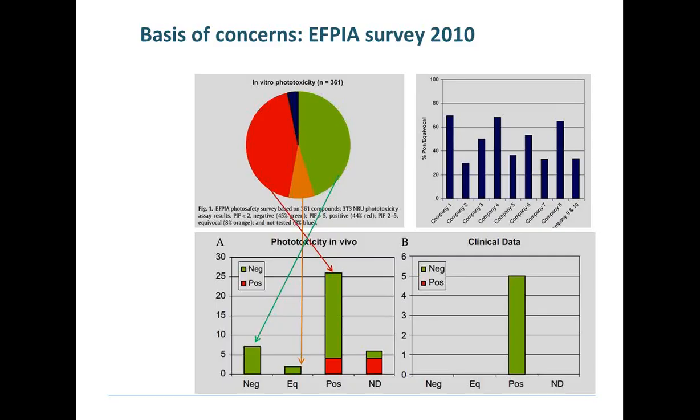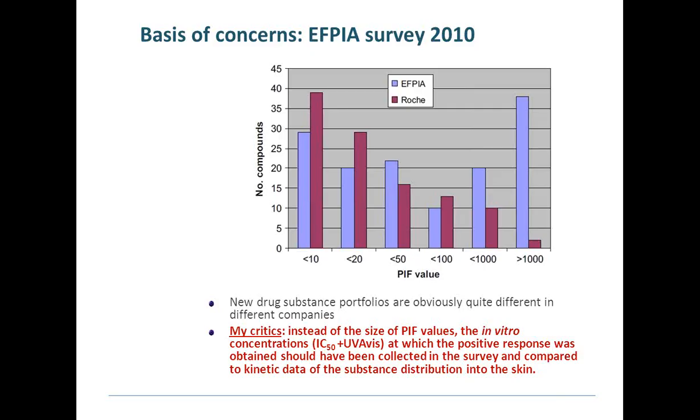My first criticism is why, if they have 50% positives, why don't they have shown in vivo data of 50% of 361 chemicals tested in total. So that is a bit a weakness of this study. On the right hand, you see of the positives in vivo in the 3D3, the clinical data where 5 materials were tested, all negative. Next, please.